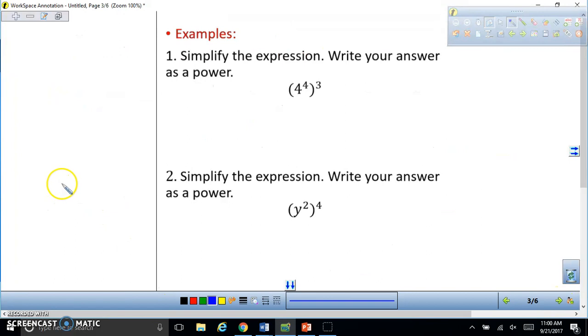All right, example 1, simplify the expression and write your answer as a power. That does not mean go through and find the number answer. That means it should have big number, small number. Okay, and I should see it as a power.